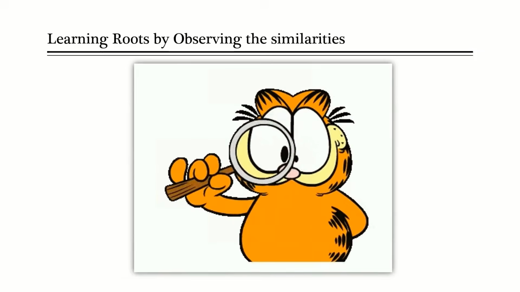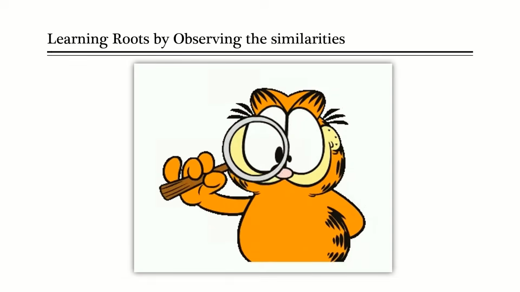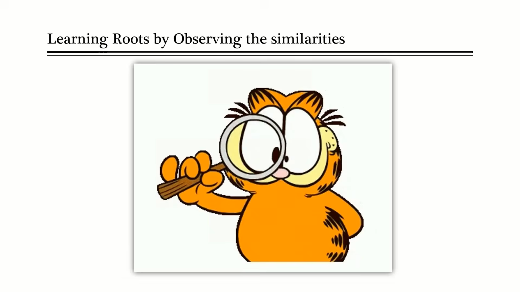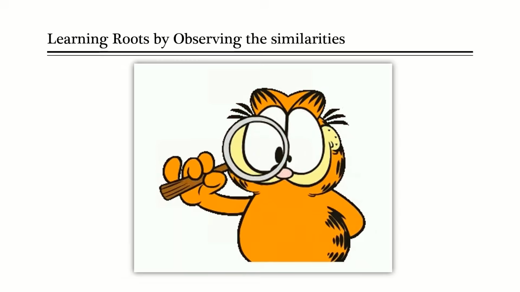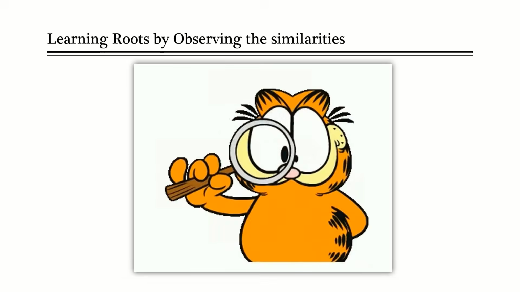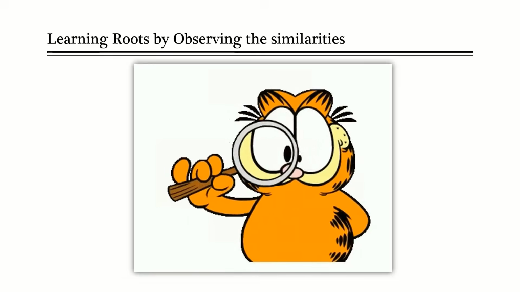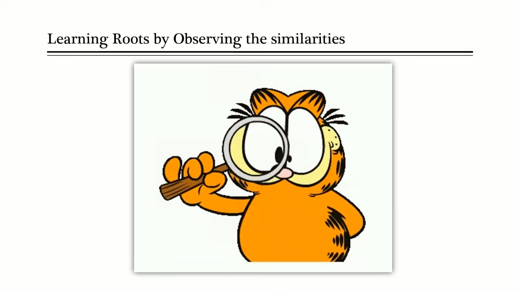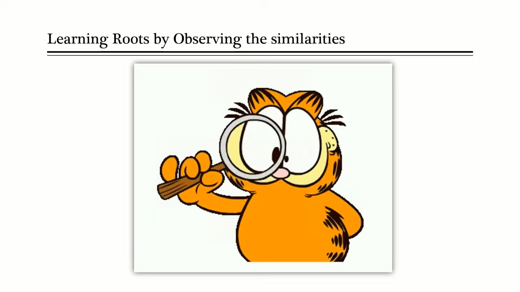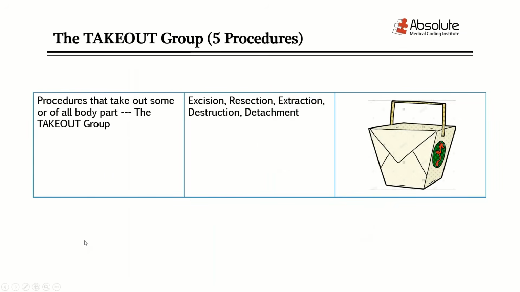And we probably should have learned the roots in this presentation first, but you already have if you've gone to class. But let's go ahead and let's end things up by learning the roots and observing their similarities. All right? Okay. So we've got groups of root operations. And there's a group called the takeout group. There are 5 members of this takeout group.